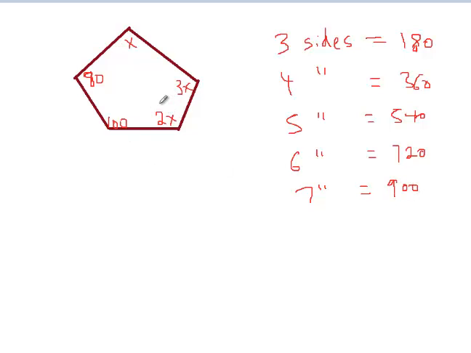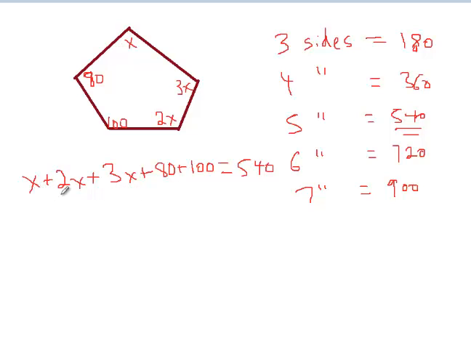Anyway, getting back to this example, this is a 5-sided figure, so the total number of degrees has to be 540. So you'd set up an equation, add them all up, and they have to equal 540. So you could say one angle, that's x, plus the second, that's 2x, plus the third, that's 3x, plus the fourth, that's 80, plus the fifth, that's 100. The order doesn't matter, equals 540.